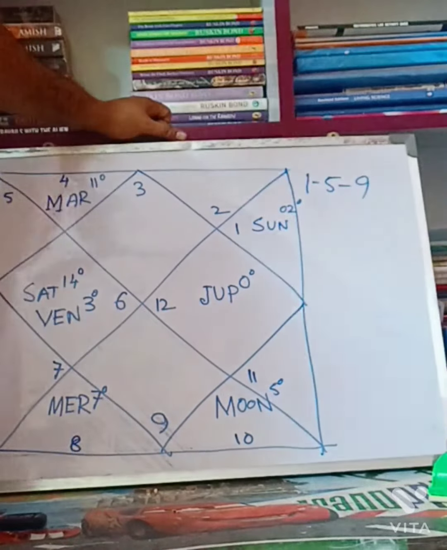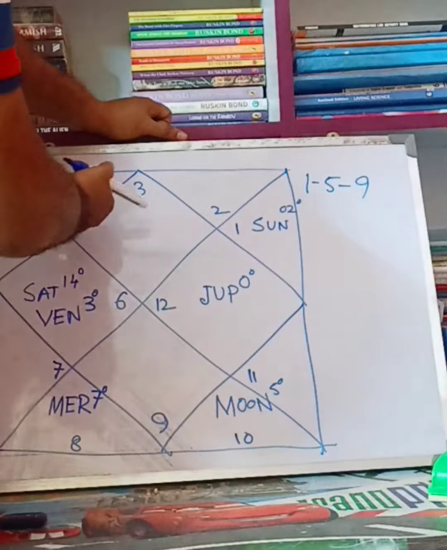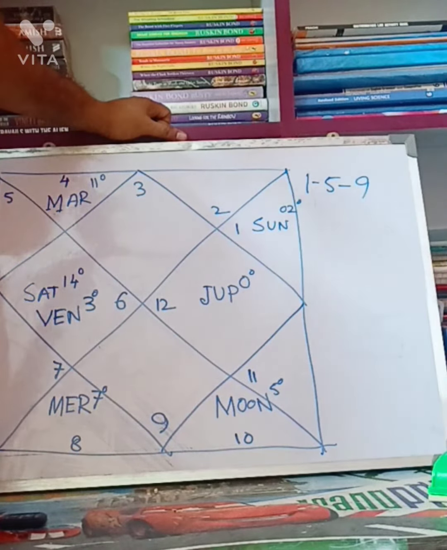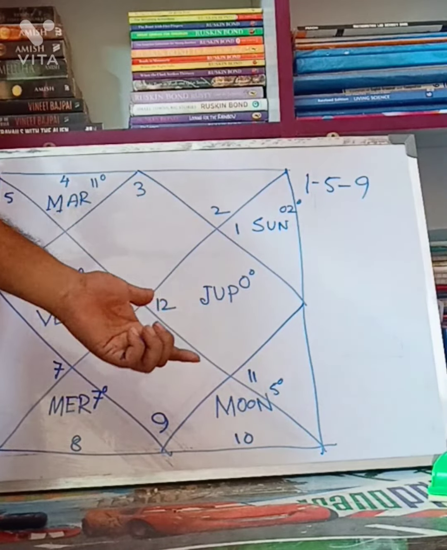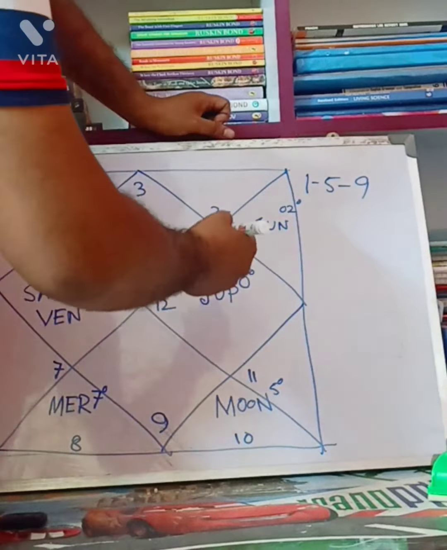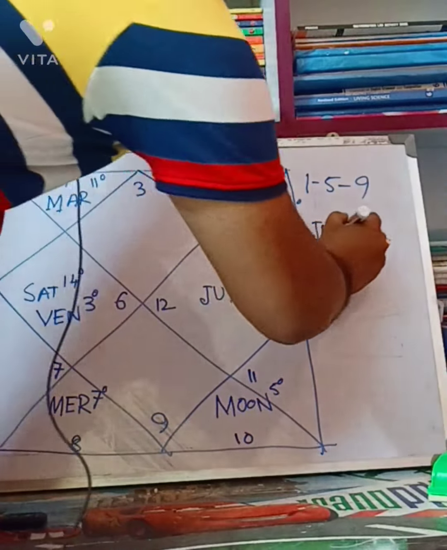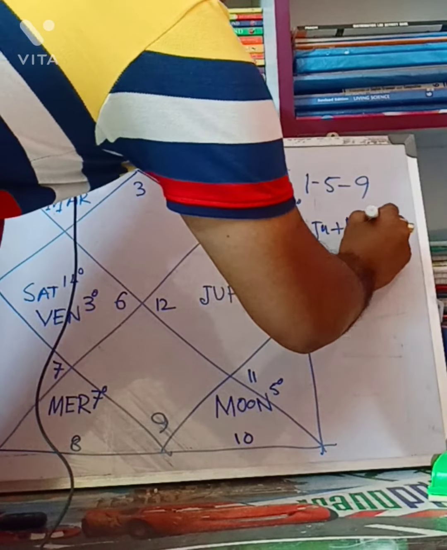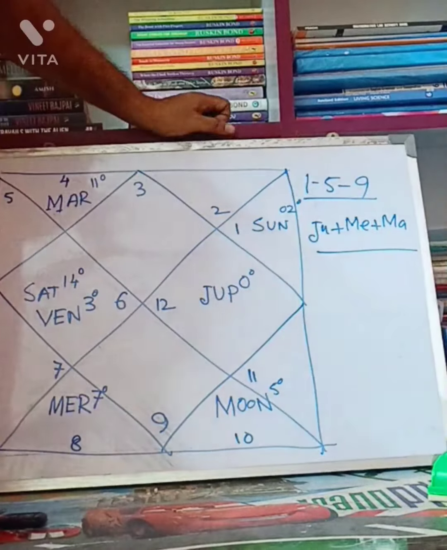Now we have to arrange it degree wise. Jupiter is at 0 degree, Mars is at 11 degree, and Mercury is at 7 degree. The key point is that we have to arrange it properly. This is the key point here. So how are we going to put it in order? Jupiter first, as it is at 0 degree. Then we will take Mercury, then Mars. So this is the 159 connection.